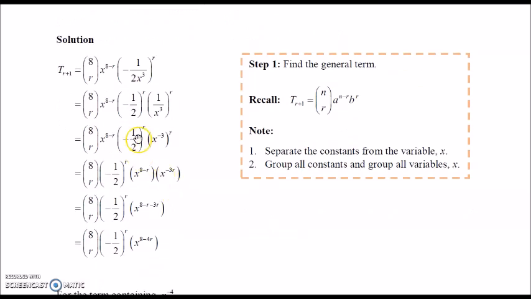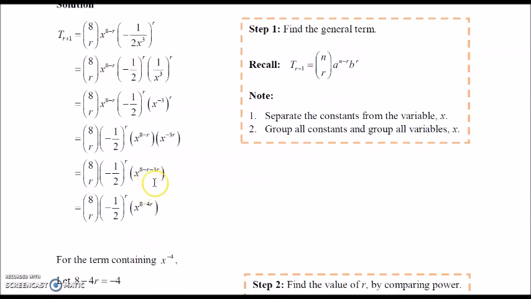So same thing, okay, we'll move our constants to a side and then we'll aim to group all my variables in terms of x together. So we're going to put them side by side over here. Okay, so because they've got the same base, we are going to combine their power by taking the sum. So that gives me x to the power of 8 minus r minus 3r. Okay, so with that, we can then simplify this part to be x to the power of 8 minus 4r.